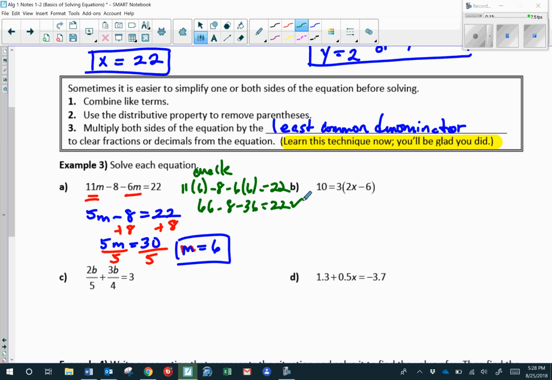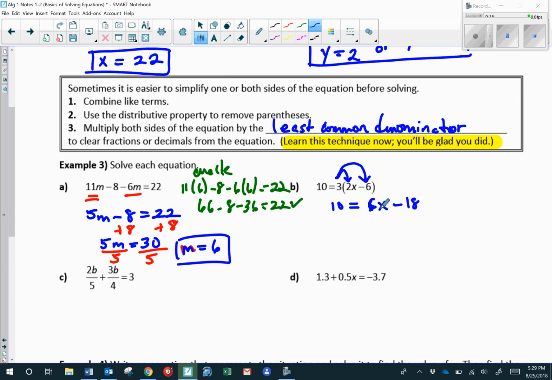Okay, in the next example, B, we can use the distributive property to simplify the equation a little bit. 3 times 2x is 6x. So we're going to distribute to that first term. Don't forget to distribute to the second term. 3 times negative 6 is negative 18.